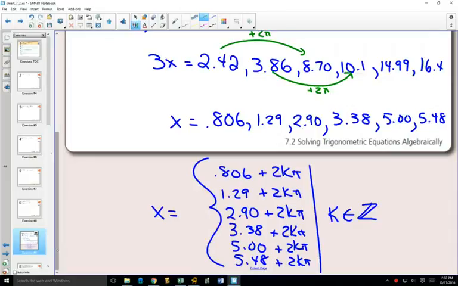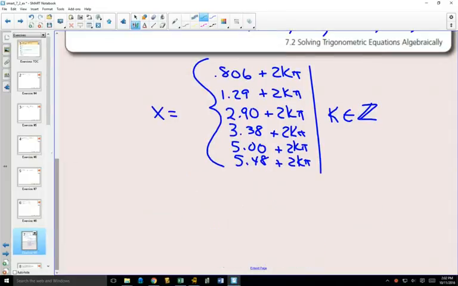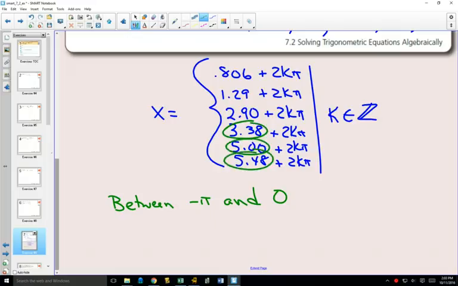They want to find the answers between negative pi and 0, right? Which ones are those going to be? Can you see that that's going to be in quadrant 3 and 4? Which are the ones in quadrant 3 and 4? That's this one, and this one. I know that because they have to be past 3.14 in the positive direction.